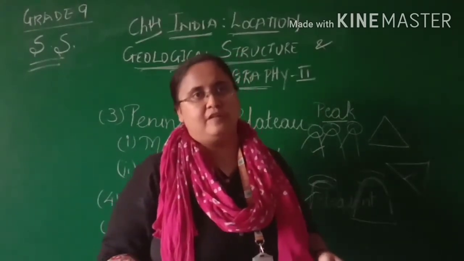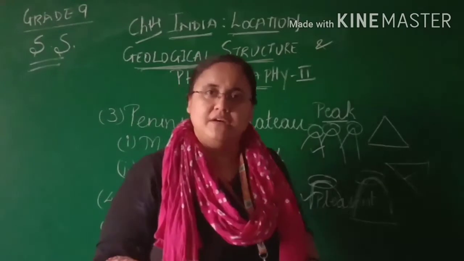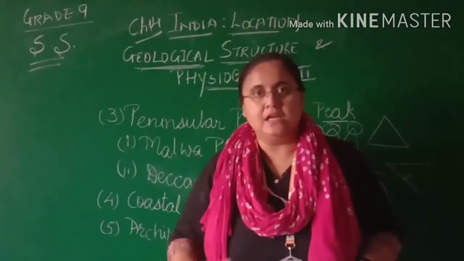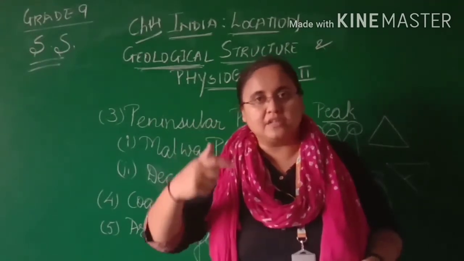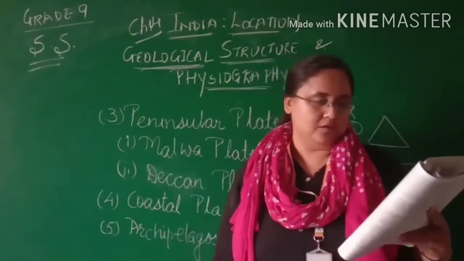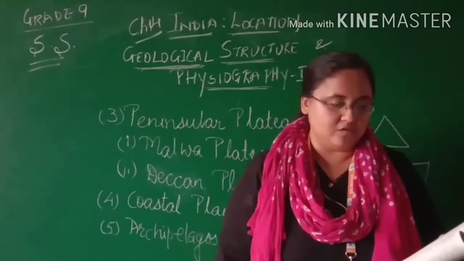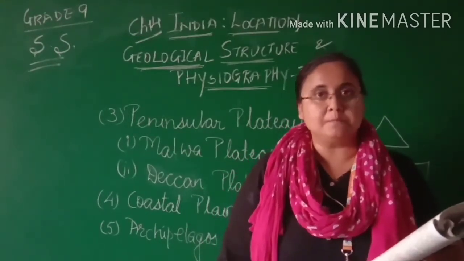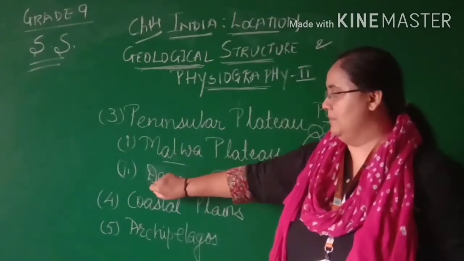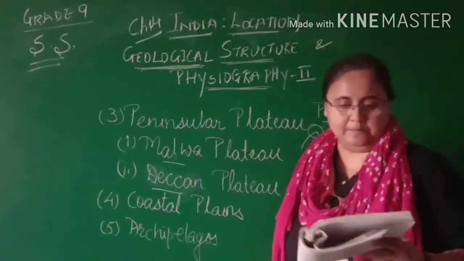What is the meaning of the word peninsula? When we are talking about a peninsula, that means we are talking about a piece of land which is covered by water from three sides. Because of that only, these plateaus are known as the peninsular plateau, and among this we have two different plateaus. One is the Malwa plateau and another one is the Deccan plateau.